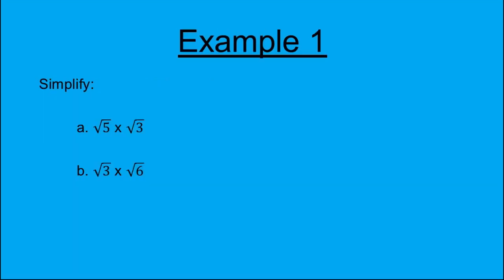Example 1. Simplify a root 5 multiplied by root 3. Part B, root 3 multiplied by root 6.